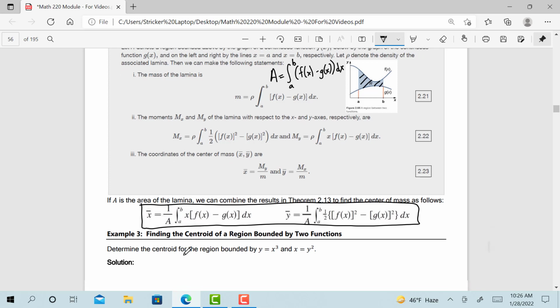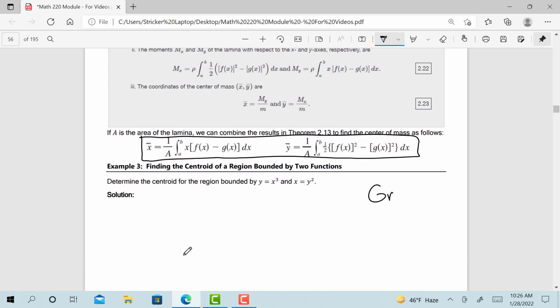And so you're going to want to start with graphing the region. You need to graph the region. Find the region that's bounded by those two functions. Again, I'll post the solution. Let me know if you have any questions.